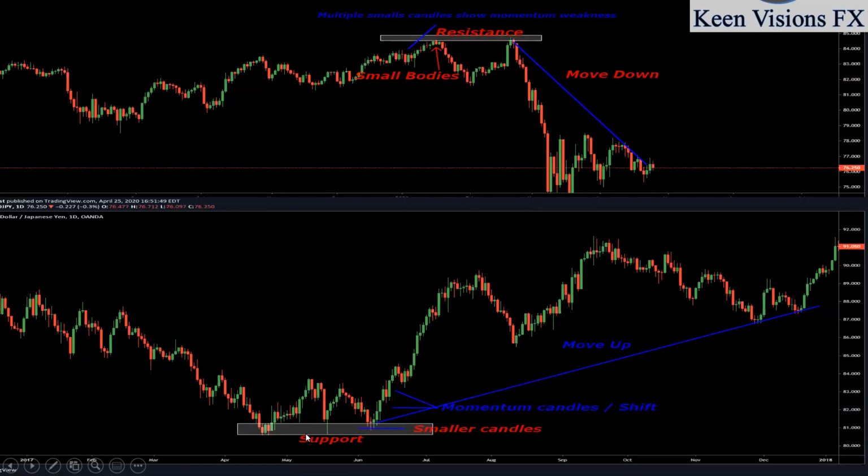Same effect on the latter side. We have a support built. We have support coming in with smaller bodies than normal. I also gave you guys an example of the momentum shift, or some people like to call them shift candles. Start seeing the average to wide type of bodies signaling the momentum shift, and we do have the move up.